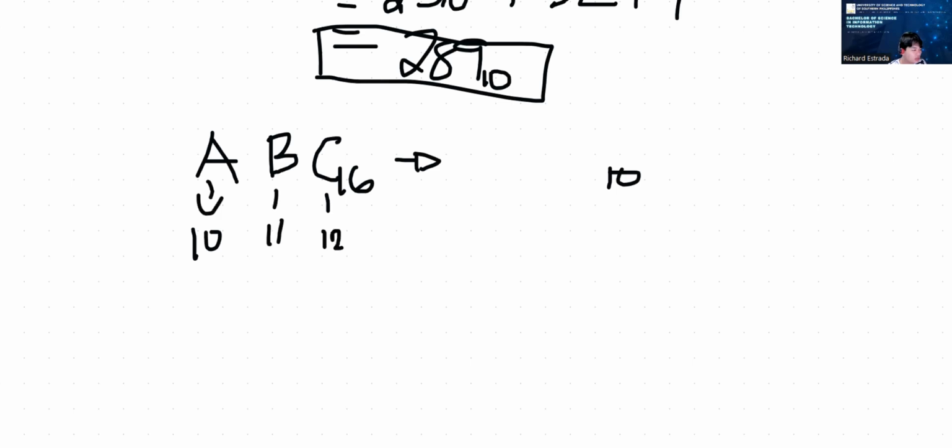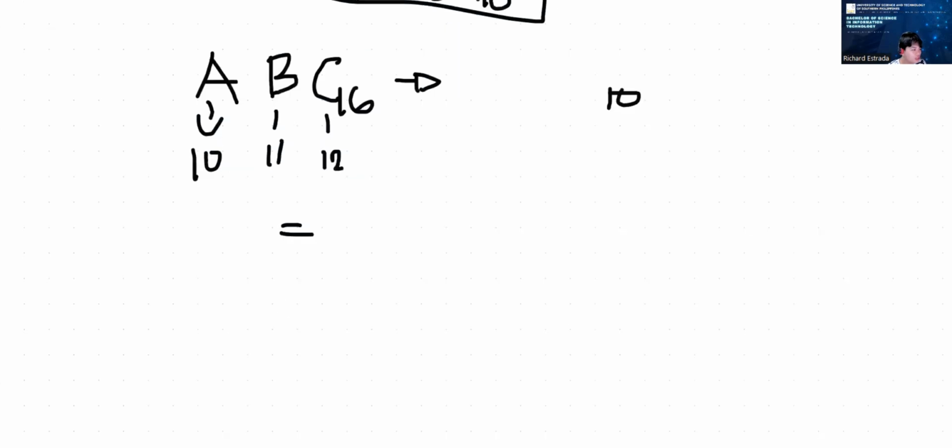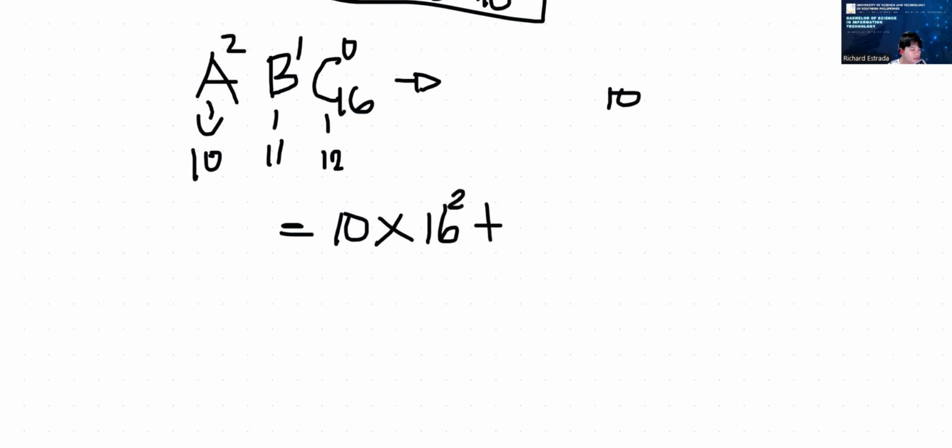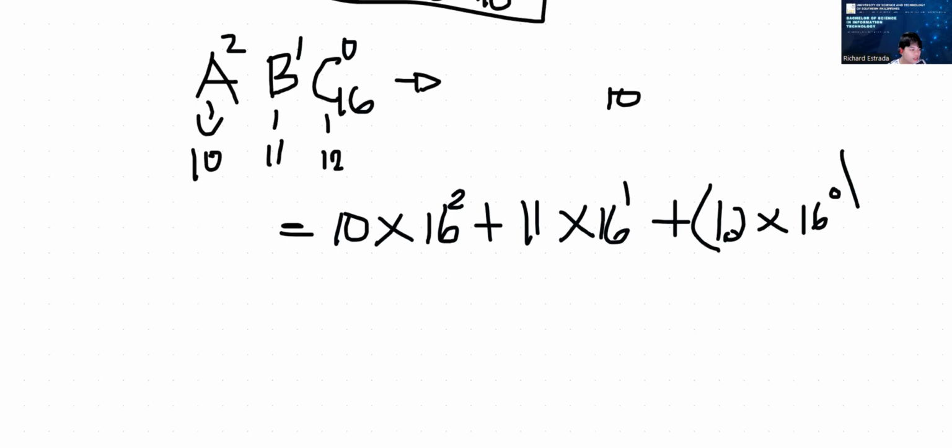So let's continue with our calculation. So this one is 10 times 16. How many positions? We have 0, 1, 2. So 16 to the 2, plus B is 11, 11 times 16 to the 1, right? And then plus C, 12, 12 times 16 to the 0, or 1. So 16 to the power of 0 is always 1, or any number to the power of 0 is 1.